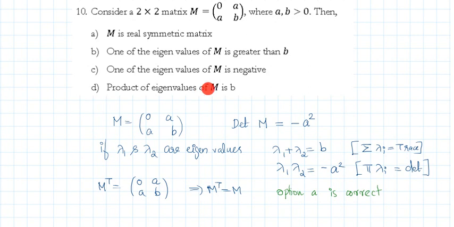So product of eigenvalues of M is B. That is a wrong option, because product of eigenvalues is actually minus A square.